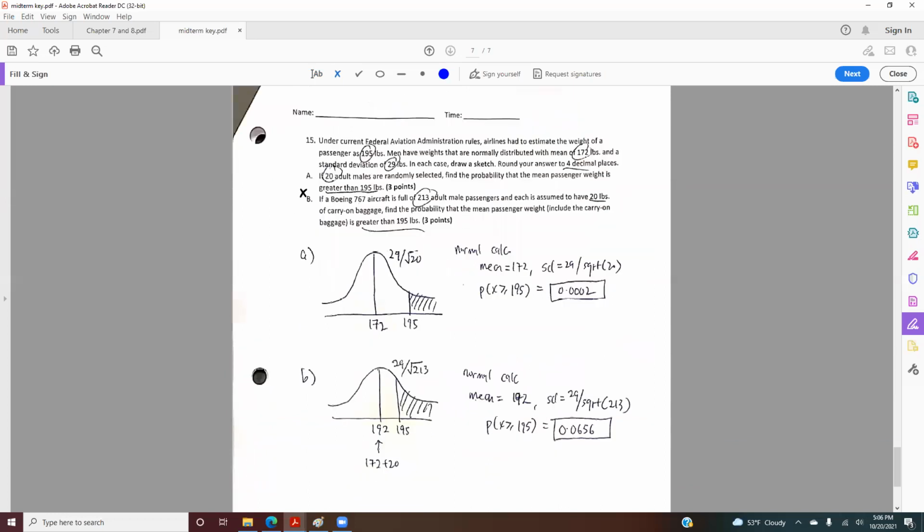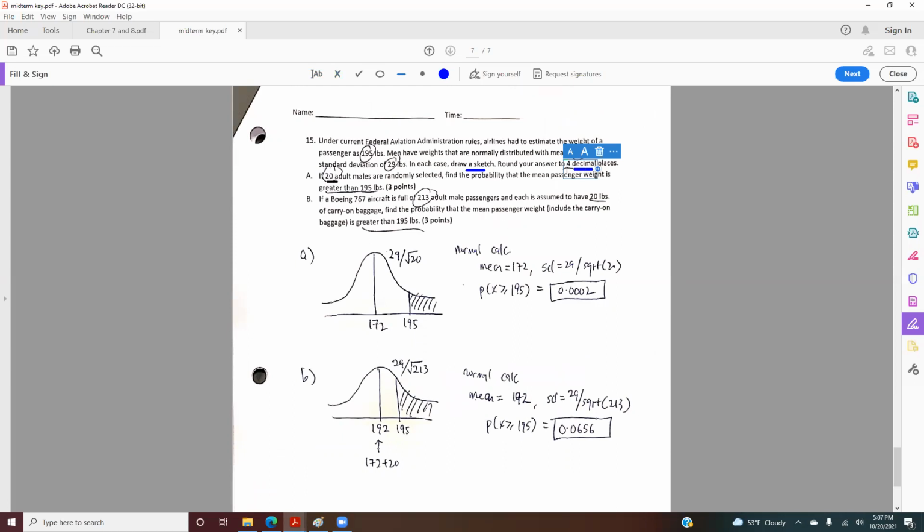All right, last one, question 15. This is talking about the airlines. The weights for men is 172 pounds. Standard deviation is 29 pounds. You need to draw the sketch. So make sure you have the sketch. This is the sketch I'm talking about. And you need to round to 4 decimal places.